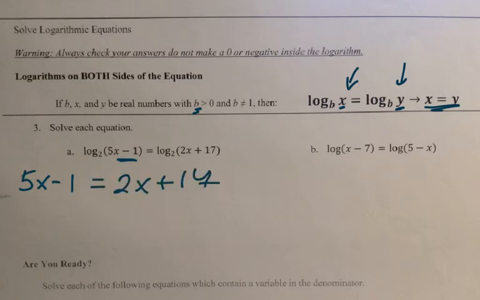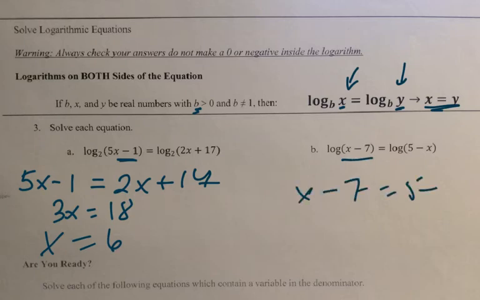And when I solve this for x, I'm going to end up having 3x equals 18 when I move everything over, so x is equal to 6. Same thing over here, we have log of x minus 7 equals log of 5 minus x. Our bases are both equal because they're both 10. It's assumed in this one. And so our values x minus 7 has to be equal to 5 minus x. And so when I solve for x in this case, I get 2x equals 12. So x equals 6.